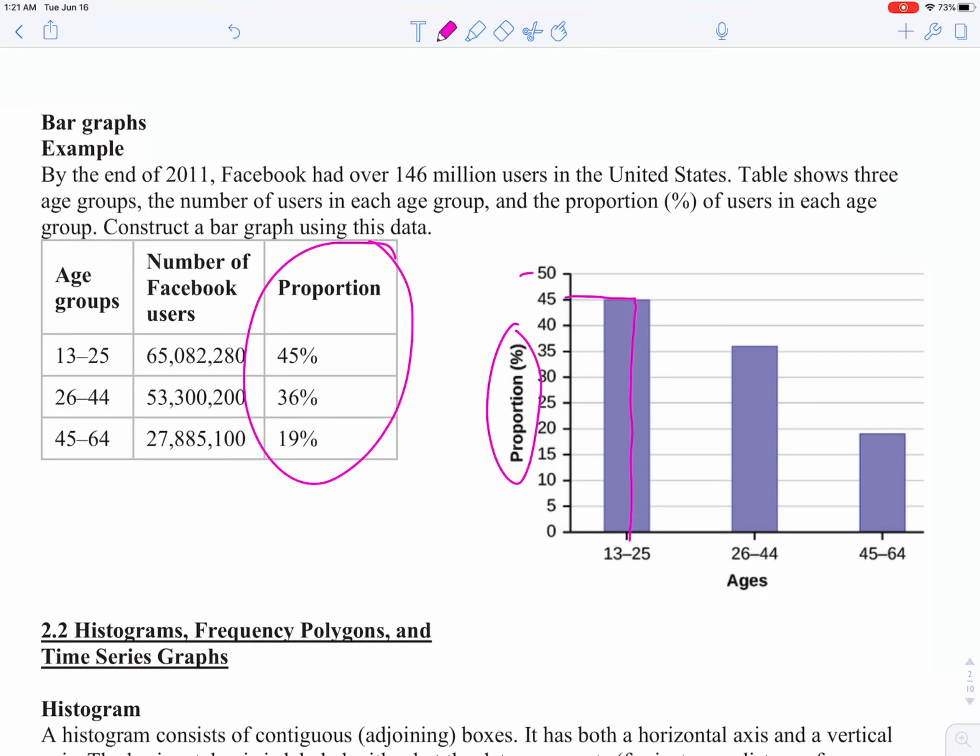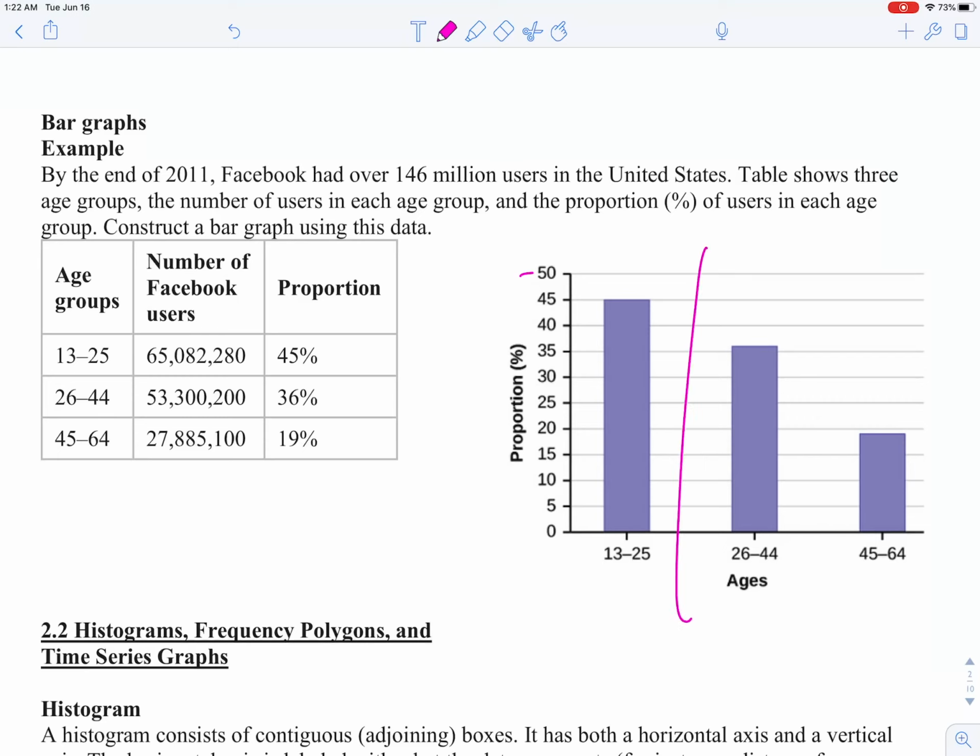All right, so the height of each bar represents the percentage, the proportion. Okay, and 36, so we're approximating on some of these, 19%, etc. Okay, so there we go. There is your bar graph. Nice and easy. Oh, and important, of course, need to make sure you leave space between the bars.